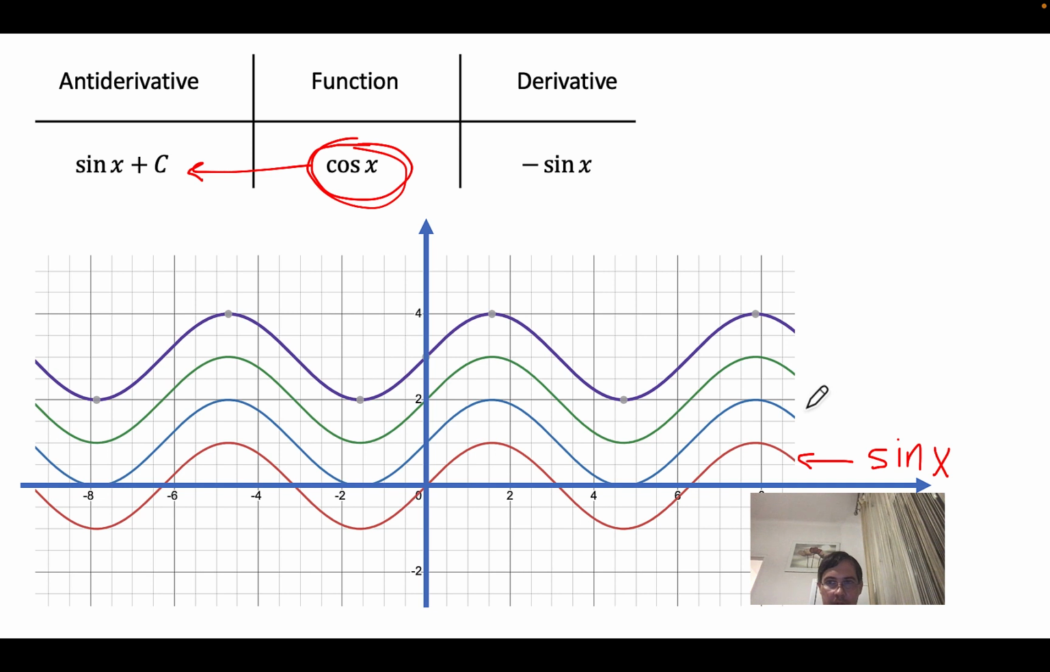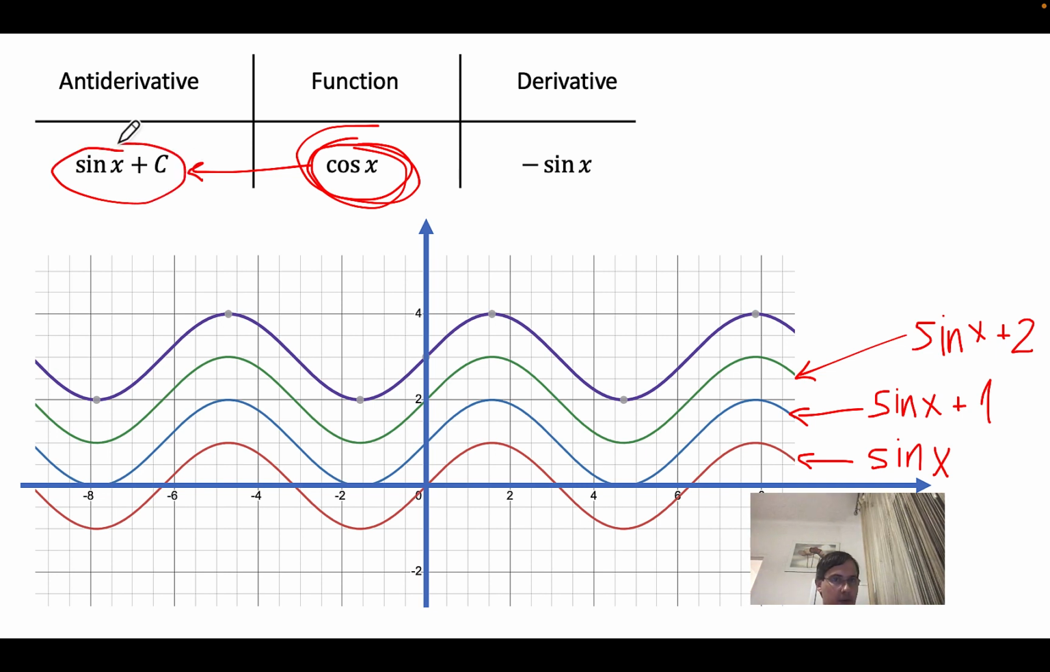But if I consider the function sine x plus 1, this is also an antiderivative of this function cosine, and the reason is the derivative of sine x plus 1 is cosine. And here's another example, the function sine x plus 2, and so on and so forth. If we take any constant c, then this function sine x plus c is going to be an antiderivative of this function cosine.